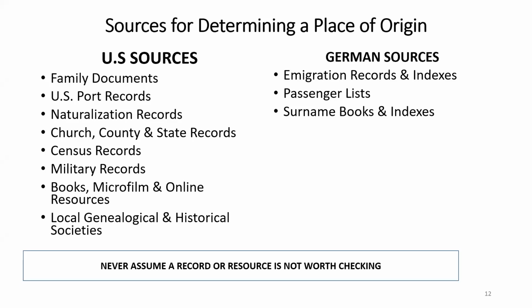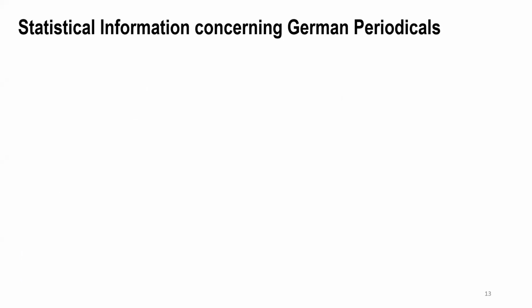Periodicals are a less known resource for helping determine where an ancestor was from. They also help us find other important information about an ancestor in the area in which they live. So the following is statistical information about periodicals.